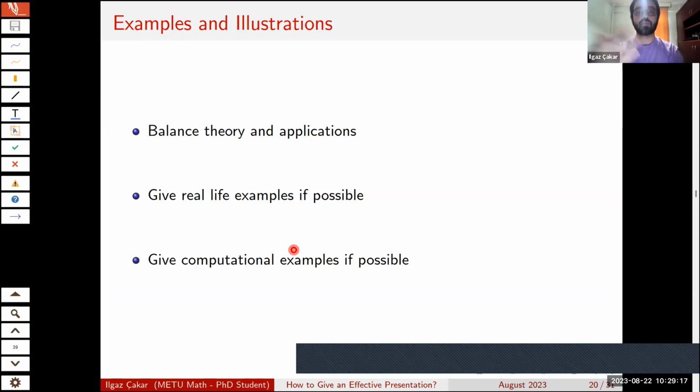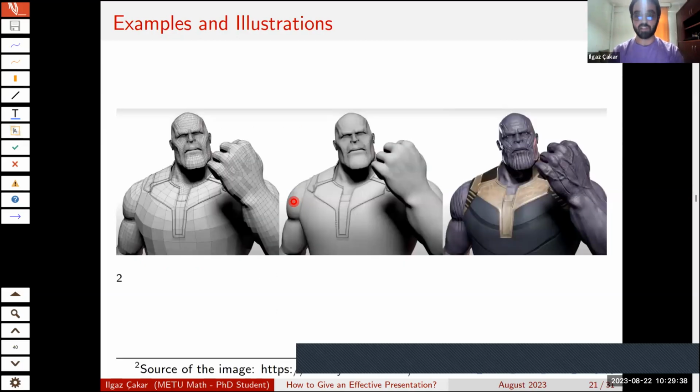And if your topic allows you to do so, try to give computational examples as well. But again, avoid complicated steps. For real-life examples, I'm not always talking about nuclear physics or some other extremely complicated things. You can just give us a frame from a movie.